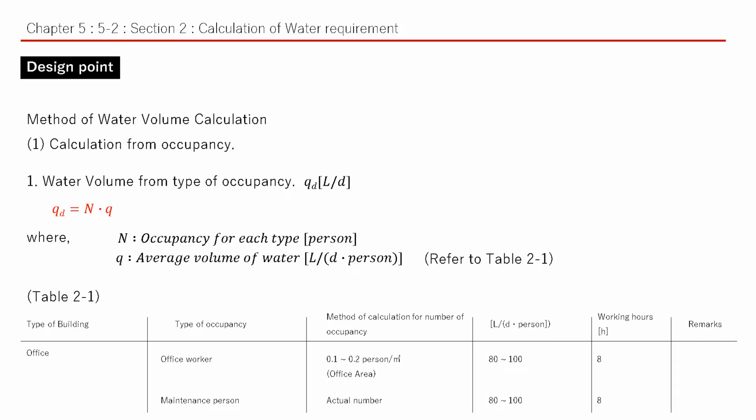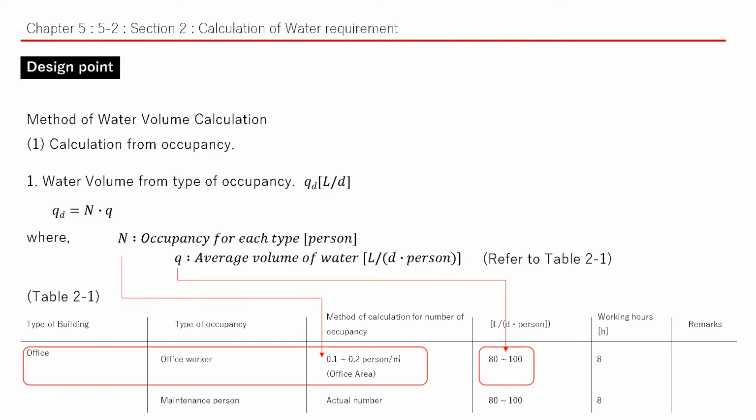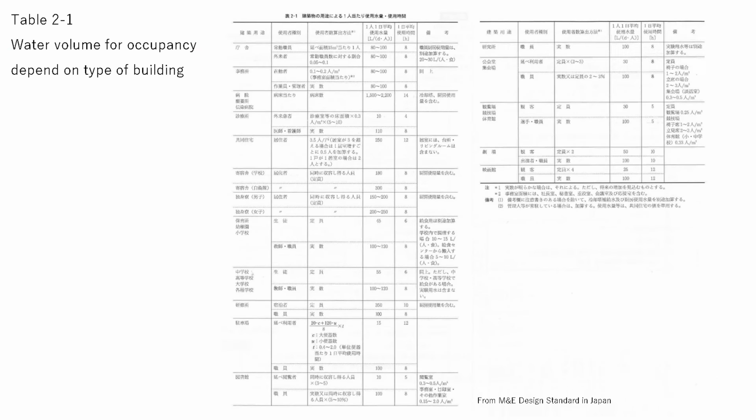We will start the actual calculation. First, let's check the type of building and the number of occupants. There is data in table 2-1. We can pick up the value and calculate as per the formula. This is a sample of the entire table 2-1 in Japan for your reference.